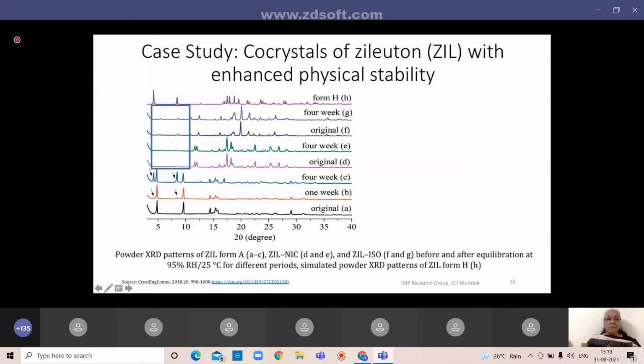This is original. After 1 week, same peaks. After 4 weeks, one peak starts appearing, which is shown by the arrow. But when you are making co-crystals, see, that peak is not there. But when it gets converted again to form H, the peak starts. So this indicates that if you can make co-crystals, definitely you are resolving the stability issue also.